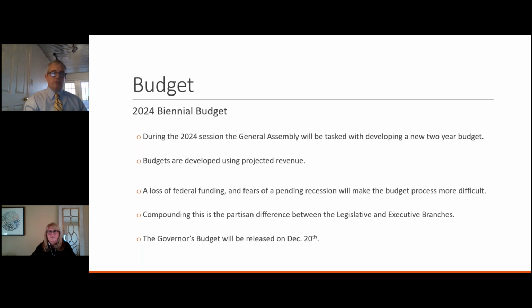Once that's released, we'll review it to see if there's anything that impacts the title industry. And then we will wait for the General Assembly, the House of Delegates, and the Senate to modify the governor's budget into what they think it ought to be. The budget will be the very last thing completed by the end of the 2024 session, if they can complete it by the end, which I kind of doubt they will. I think we're going to go into overtime with the budget this year as well.